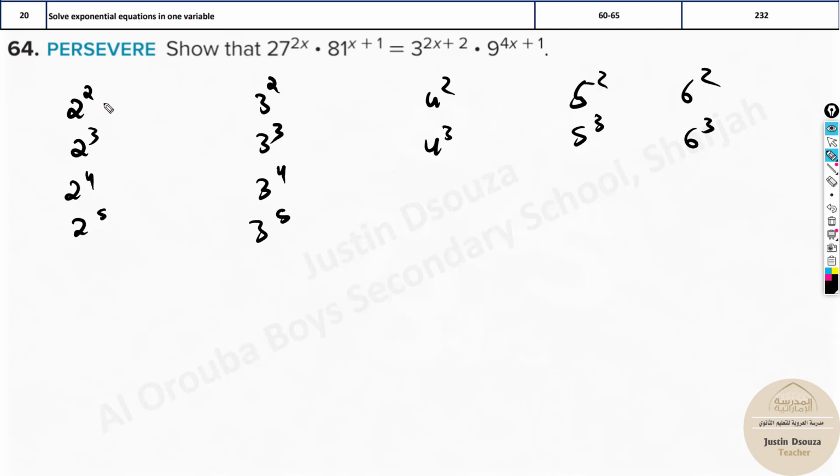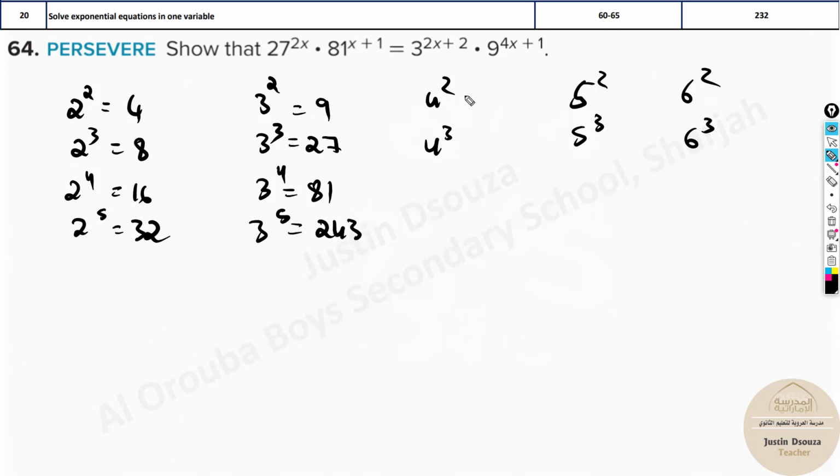Why I'm writing this is you need to know this in your mind. 2 squared is 4, 2 to the power 3 is 8, this is 16, this is 32. What about 3? It is 9, 27, 81, 243. Now here it's the same thing, 16, 64, and then you will get 216 and so on. 5 squared is 25, 125, 625 and so on. Over here you will have 36, then you will have 600 and something, and it goes on.